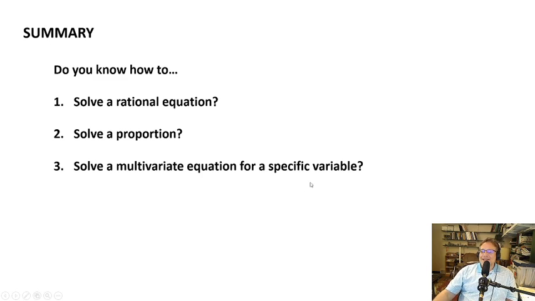And then lastly, you did the same thing with equations that had multiple variables in them. In fact, nothing but variables. You worked with that as a means of solving a multivariate rational equation for a specific variable. And in doing so, you were manipulating that relationship so that you could see it from a different point of view. This is the stuff we've been covering here.